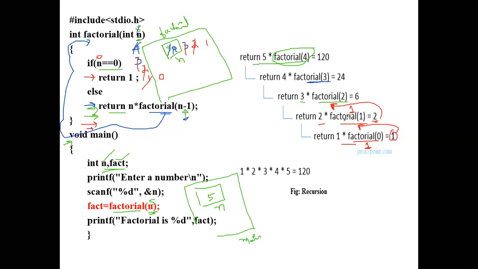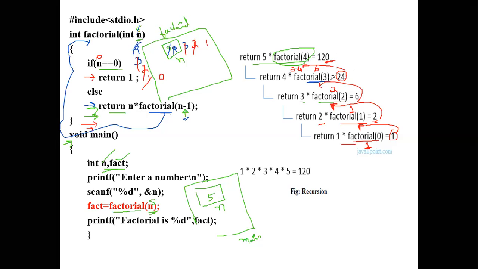So you're getting the answer 2. Again, 3 into 2 is what? 6. So 6 will be passed to this function call. 4 into fact of 3, what is fact of 3? The value that is returned is 6. So 4 into 6, it is 24. So that 24 is passed to this function call. Okay, so 5 into 24 is 120.